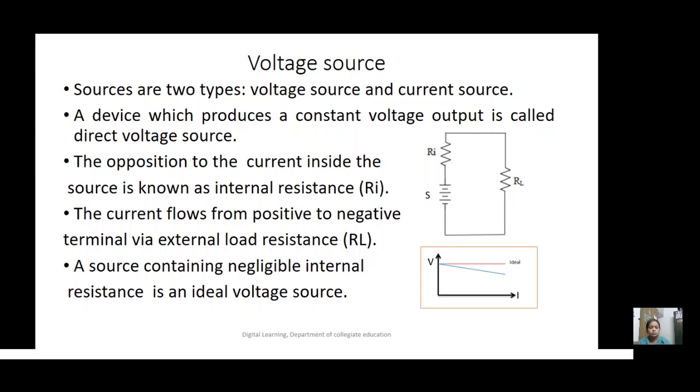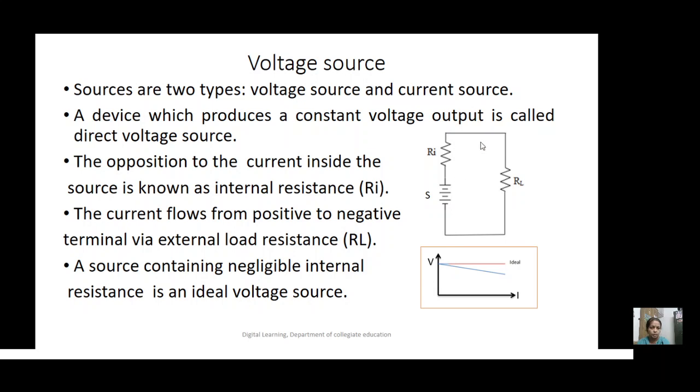Any electrical network will have a source. Sources are of two types, voltage source and current source. Voltage source means battery, DC battery. In this DC circuit analysis, we discuss only DC sources, direct current sources. A device which produces a constant voltage output is called a direct voltage source.